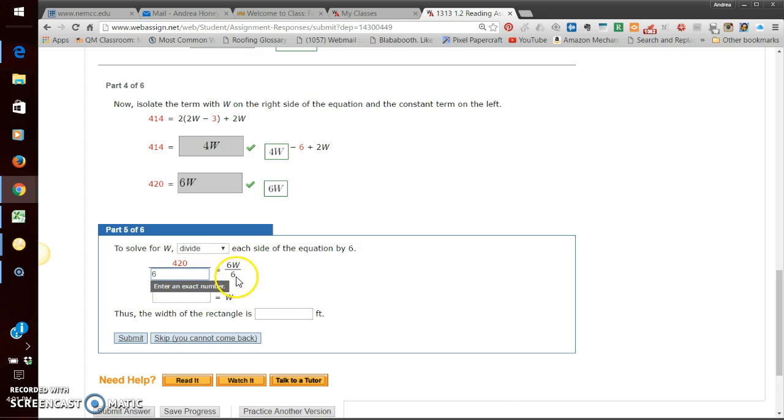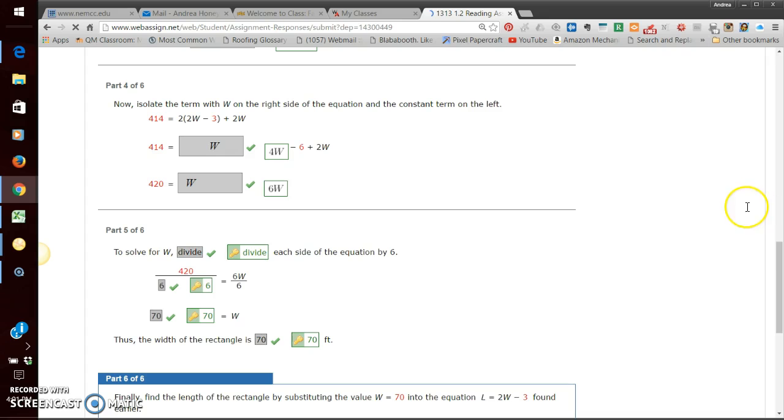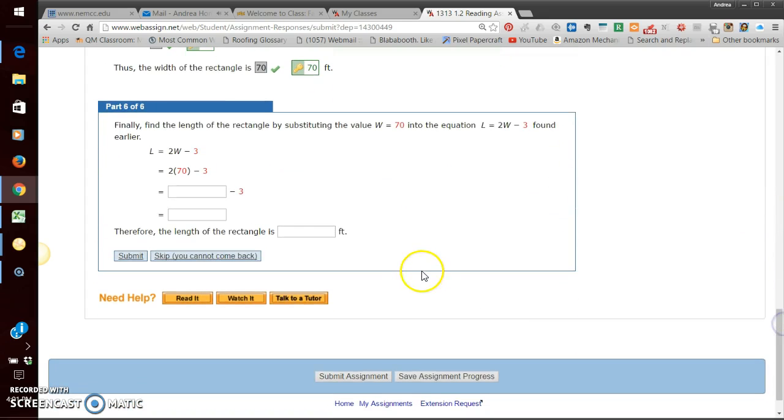Okay, they have 6W divided by 6 already over here, and they've got the 420 up top, so you just need to put your 6 in. And then they actually do that division. So 420 divided by 6 is 70. Thus the width of the rectangle is 70 feet. If you get any of these wrong, when you hit submit, it will tell you that it's wrong. And you can go back and double check the work, okay? You have red X's instead of green check marks.